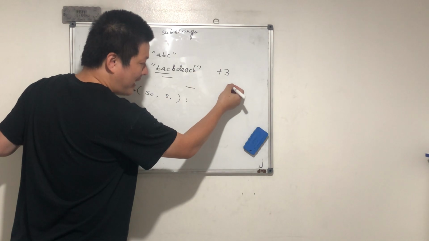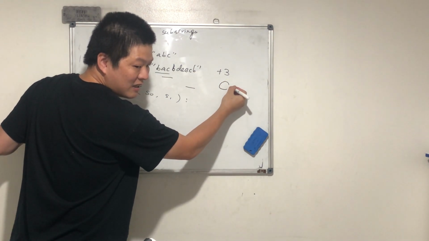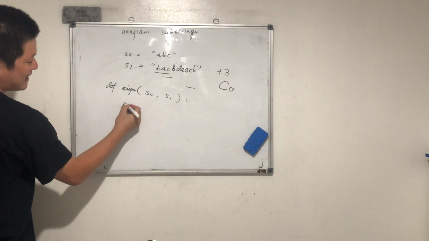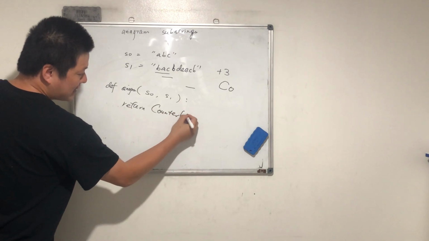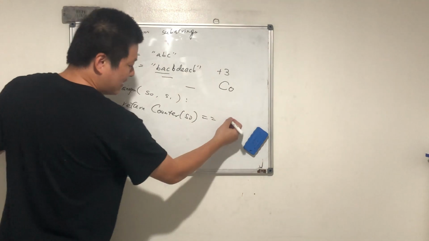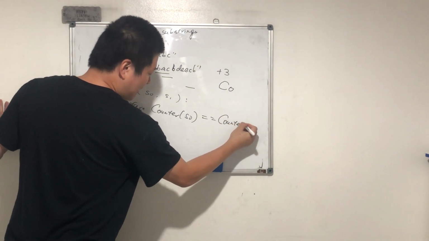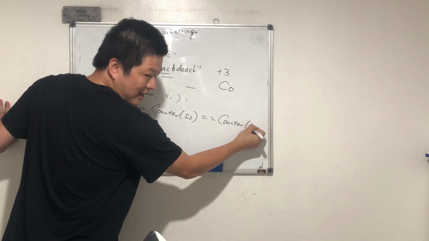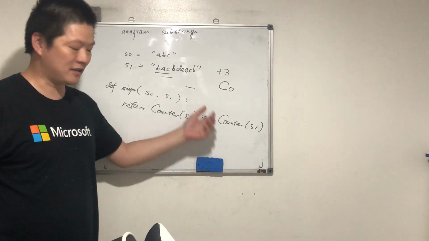Set. Yes, but we can use a much faster way, which is capital C, Counter. So this is easy. Return Counter of S0 equals Counter of S1. Well done. This checks if these two are anagrams.